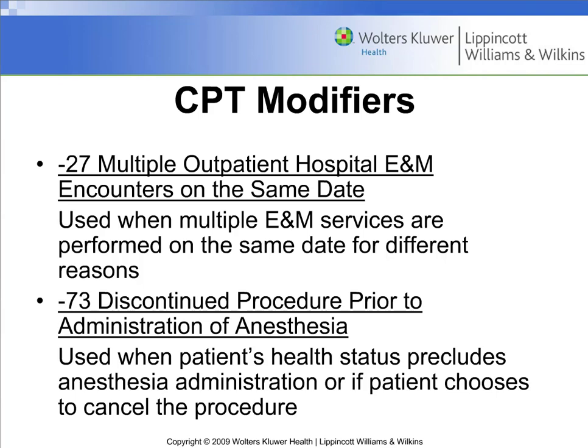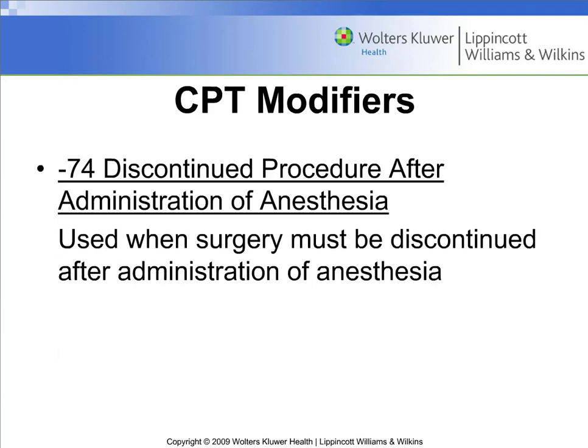All right, modifier 73 is discontinued procedure prior to the administration of anesthesia. Used when patient's health status precludes anesthesia administration or if patient chooses to cancel the procedure. Modifier 74 is discontinued procedure after administration of anesthesia, used when surgery must be discontinued after the administration of anesthesia.